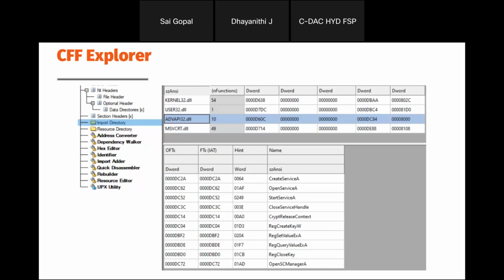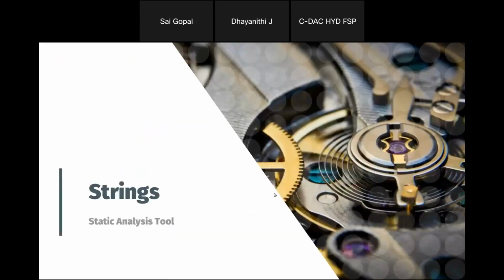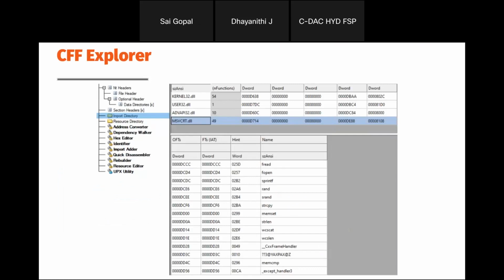Here we did not execute any binary, but only by seeing the DLLs and their corresponding APIs, we are able to get a lot of information about the binary. The other one is msvcrt.dll. This DLL is required mostly whenever you write a program in Microsoft Visual Studio. These functions are mostly related to C: fread, fopen, printf, rand. All these functions will be used. So this is regarding the CFF Explorer. Yuvraj will give you the demo on the CFF Explorer.